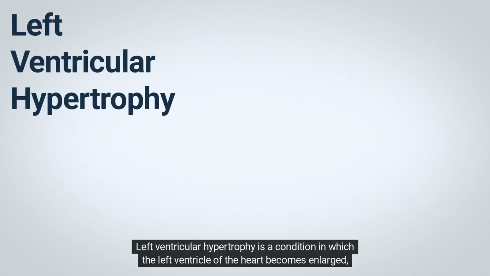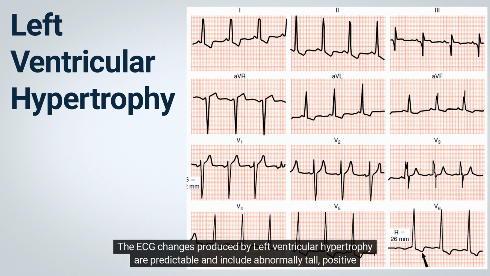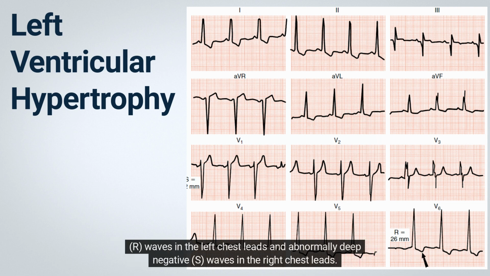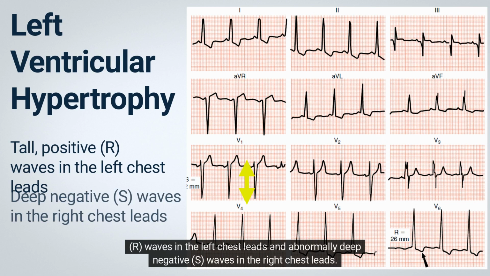Left ventricular hypertrophy is a condition in which the left ventricle of the heart becomes enlarged, often due to increased workload. The ECG changes produced by left ventricular hypertrophy are predictable and include abnormally tall, positive R waves in the left chest leads and abnormally deep negative S waves in the right chest leads.